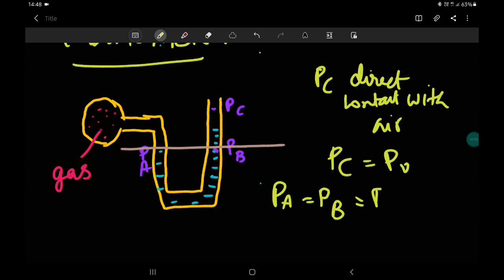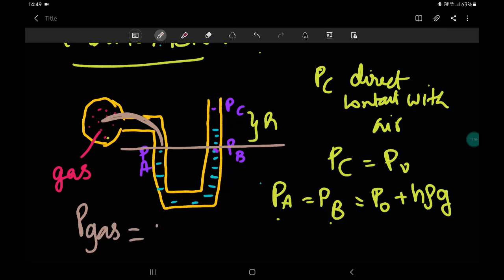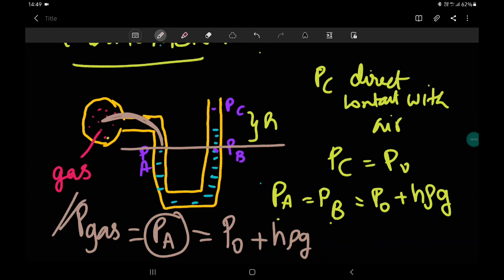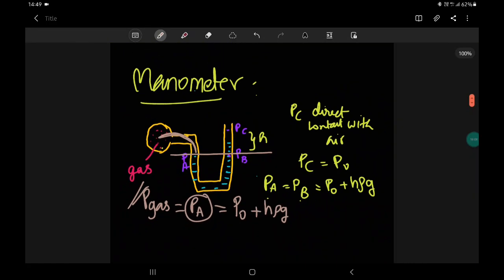Also, I said the initial point means P naught plus H rho G. Let me take the difference of height between points C and B as H. So PA is equal to PB, and PB is equal to P naught plus H rho G. If someone asks what the pressure of the gas is, the gas is in contact with A, so the pressure of the gas is nothing but the pressure at A. Pressure at A is equal to P naught plus H rho G. So from this you can find the pressure of the gas. This is manometer. That simple it is.